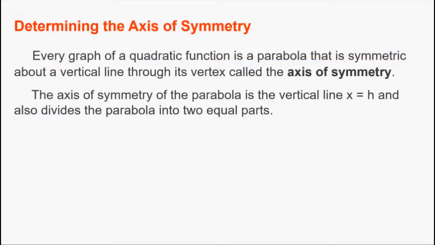Sumunod naman ay determining the axis of symmetry. Every graph of a quadratic function is a parabola that is symmetric about a vertical line through its vertex called the axis of symmetry. The axis of symmetry of the parabola is the vertical line x is equal to h and also divides the parabola into two equal parts. Ang axis of symmetry ay ang linya or imaginary line na kung saan hinahati ang parabola sa dalawang equal parts. Ito din ay laging dumadaan sa vertex.